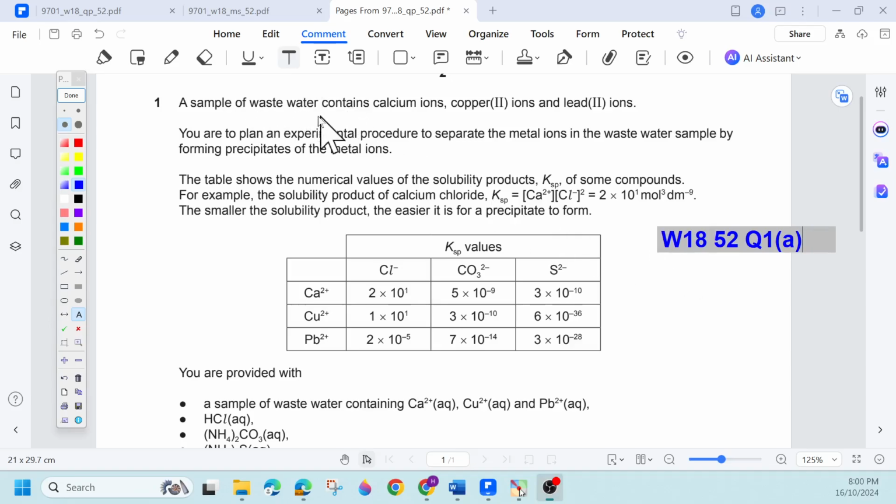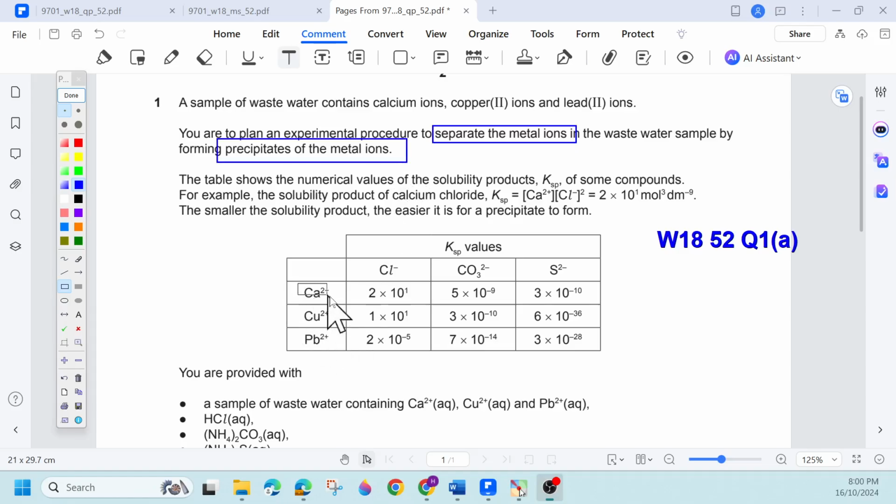So now they say that a sample of wastewater has calcium, copper 2 plus, and lead 2 ions. Now, the key word from here, I want everybody to take note, is that you are to separate the metal ions by forming precipitates of the metal ions. So you have to separate 1, 2, and 3.